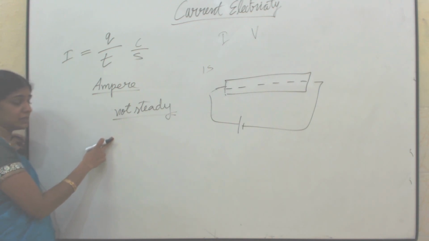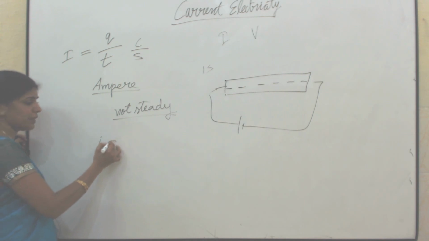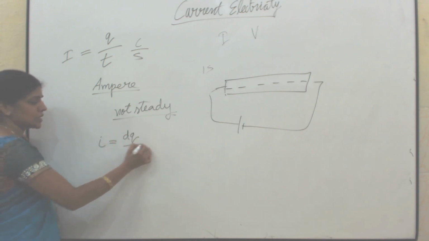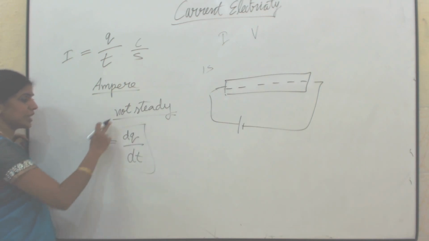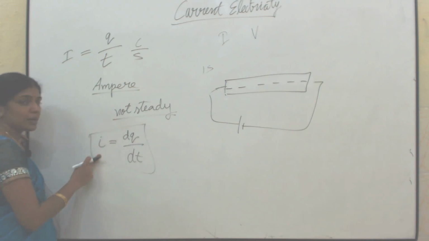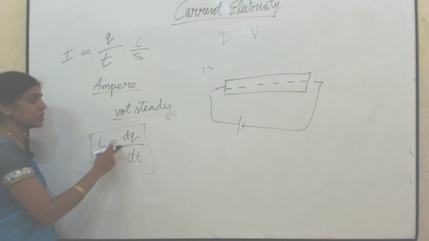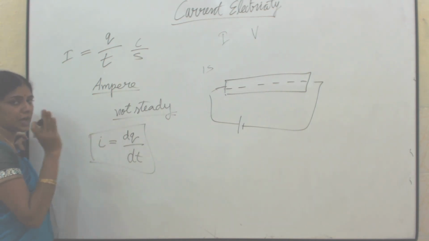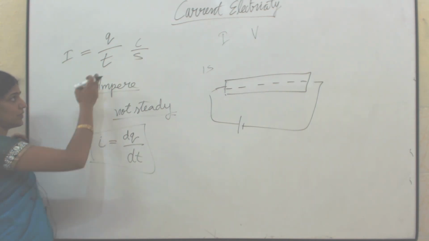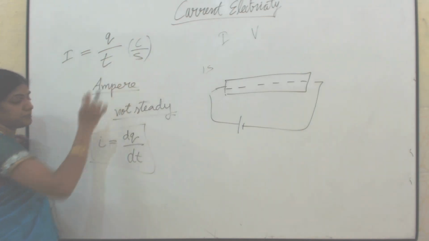I have to take the instantaneous current, which I will take as small letter i. It is given by the change in charge, dq by dt. If the rate of flow of charges is not uniform, then I will find this i, the instantaneous current, as equal to dq by dt. Just know what is meant by current, how to define it, its formula, and its unit.